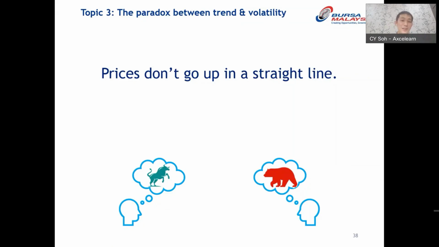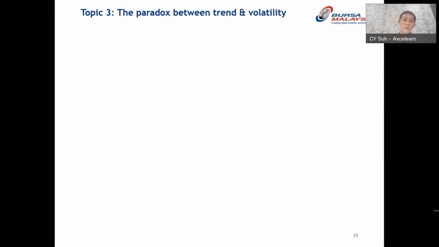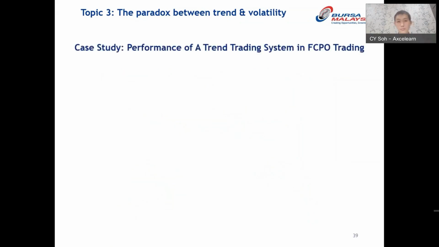So I have just explained why the market price comes down or why the market price goes up. It is mainly purely based on demand and supply. The same thing applies to your trading performance. Your trading performance is very closely related to the price that you're actually holding a position in. It does not go in a straight line, it is actually a zigzag pattern. So let me show you a quick example here.